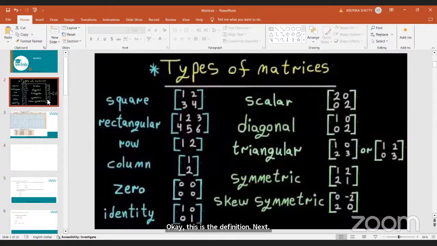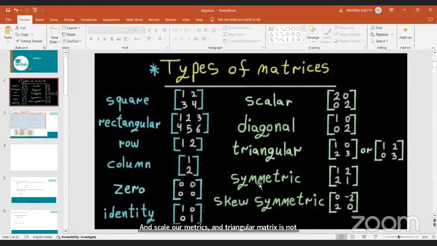Okay, so this is a chart over here. You can take a screenshot of this. These are all the definitions we have discussed today: square, rectangle, row, column, zero, identity, then scalar matrix, diagonal matrix, and triangular matrix. It's not there for you. I leave it.